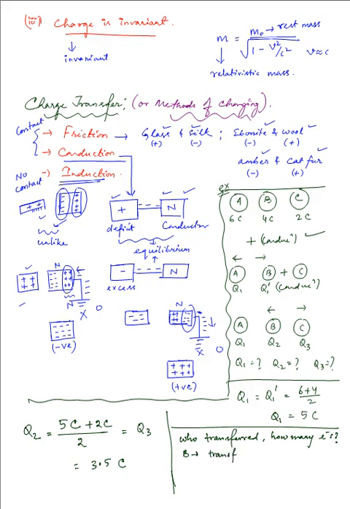transferred minus 1 coulomb of charge. Minus 1 coulomb corresponds to 6.25 times 10 raised to the power 18 electrons. This was in the first interaction.